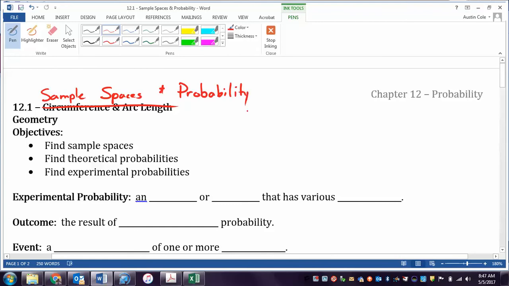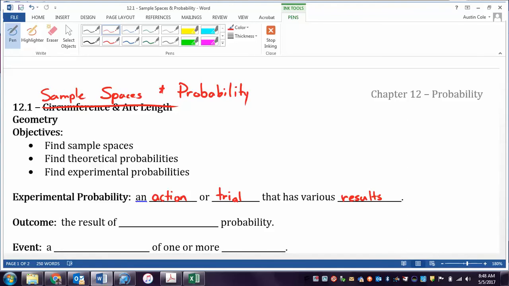The first one is experimental probability. And actually it was supposed to be probability experiment, but I mixed that up as well. It's an action or trial that has various results. Okay, it's something that we can actually do to figure out the results.